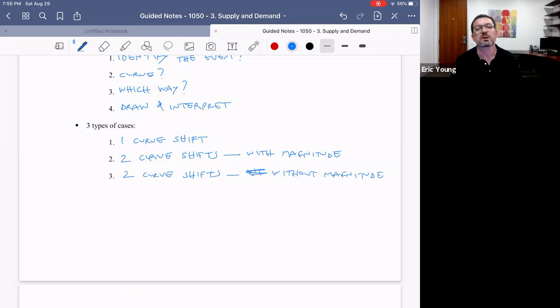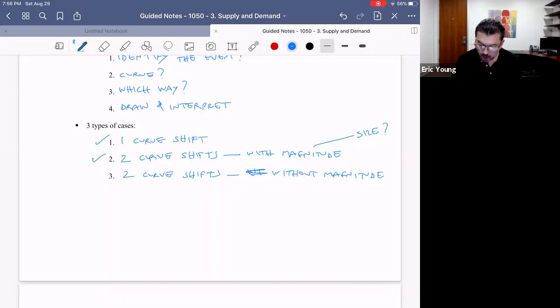What's magnitude? Well, here's what it comes down to. One curve shifts, easy. Supply changes or demand changes, not a problem. With the two curve shifts, there's two distinct types. In case 2, you have both supply and demand changing, but you understand which of the two changes is of the bigger size. Magnitude means size. So if I tell you, for example, that supply goes up and demand goes down, but the supply change is bigger, that's a two curve shift with magnitude.